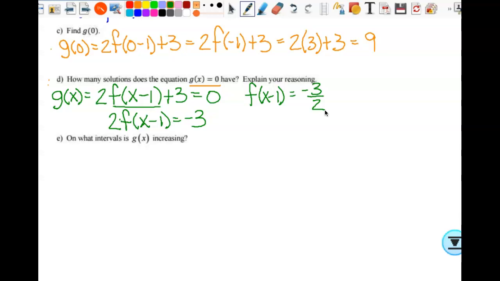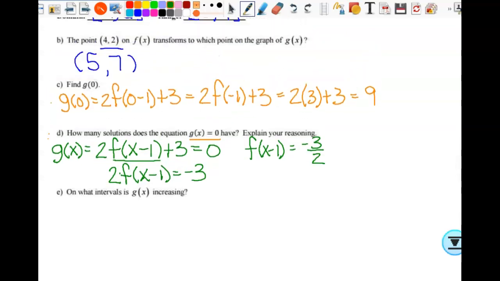Okay, but what this tells me is not when f of x equals negative 3 halves, it's when f of x minus 1. But that minus 1, all that does is shift it to the right, yes? So it doesn't affect the y value, it just affects the x. It's not asking me when does it. If I wanted to know when does g of x equal 0, then I would need to know exactly what the x value is. You with me? But nobody's asking me that. But when f of x is equal to negative 3 halves, somewhere along that line is when g of x is going to equal 0.